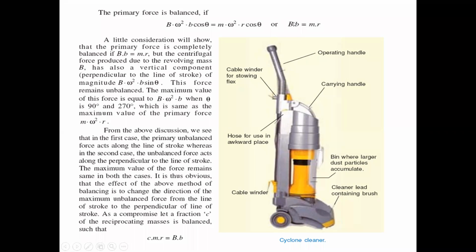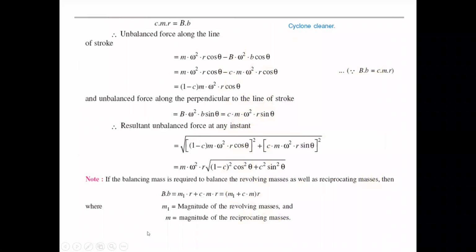Capital B small b equals c m r. Why? Because both are not exactly equal, so they represent it with that small fraction value. Now c m r equals B b. Okay, done. Now we are going to write the forces.